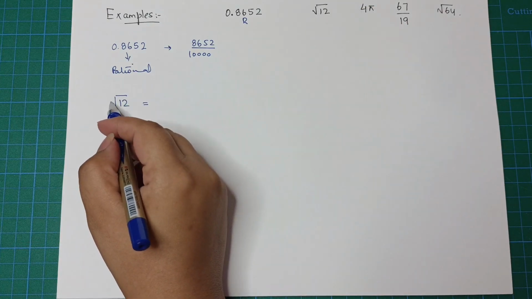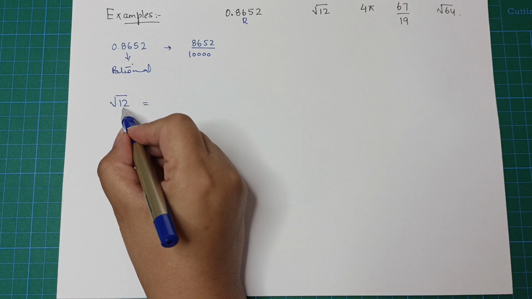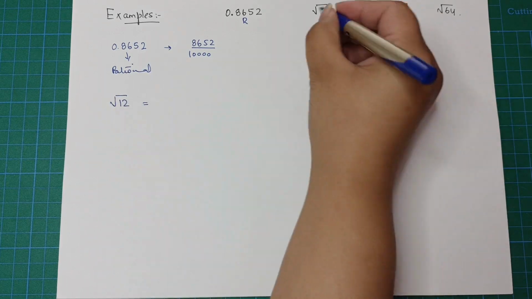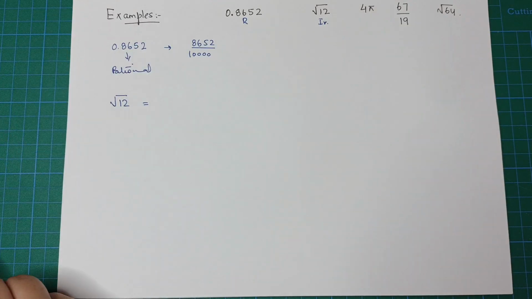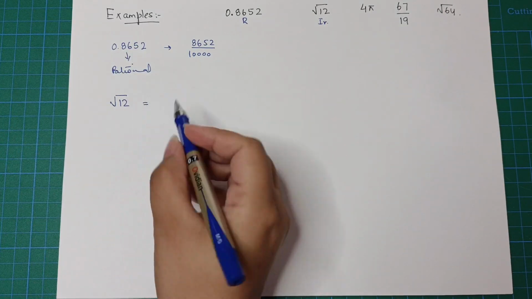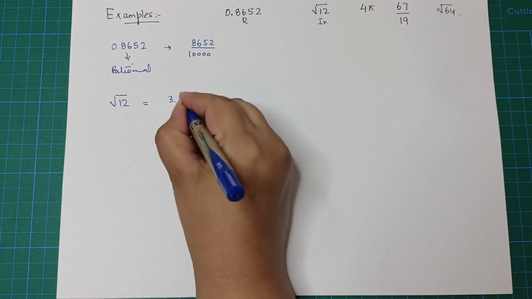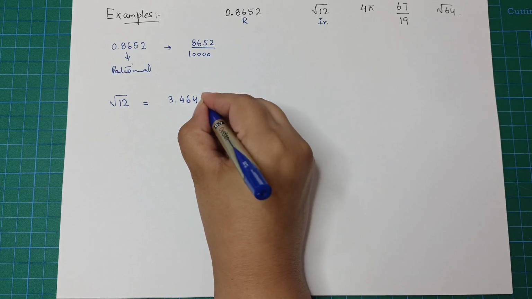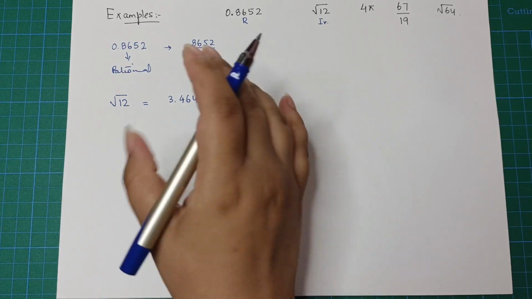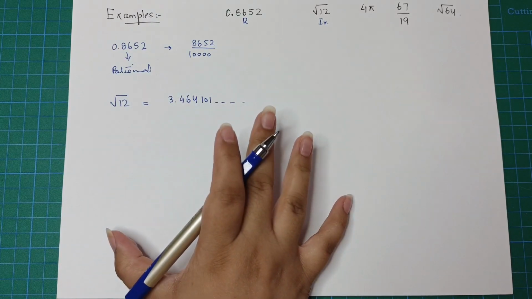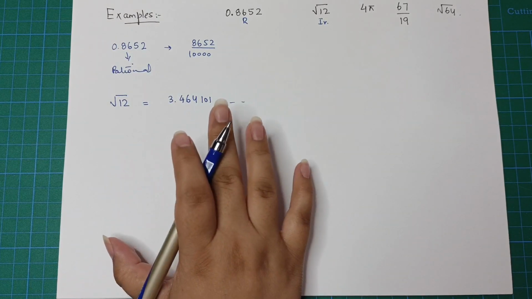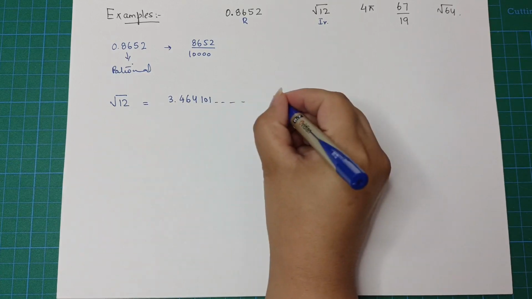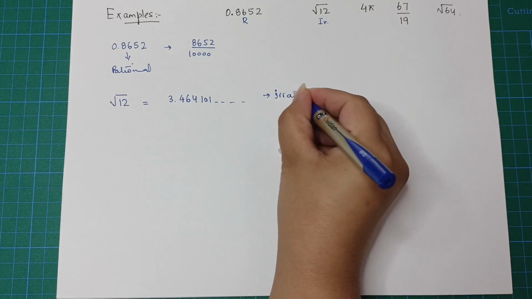Okay, the next number is under root 12. So, is it rational or irrational? By looking at the square root, we can easily identify it as an irrational number. Why is it an irrational number? Because when you open the square root, the value that will be given here will be somewhat like this, 3.464101, and so on. So there is a random pattern of numbers over here, and they don't stop at any point and they don't repeat themselves, right? So such a number is an irrational number, right?